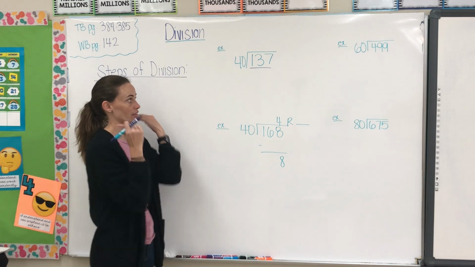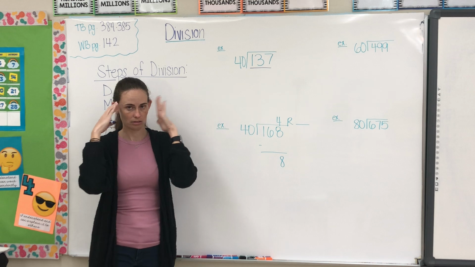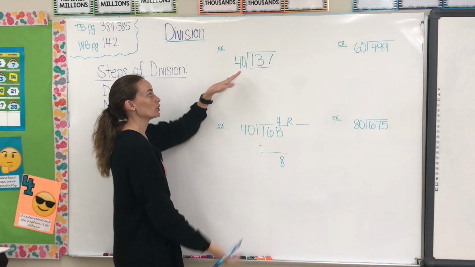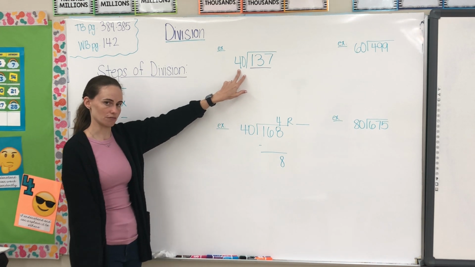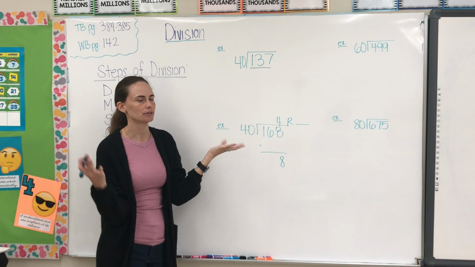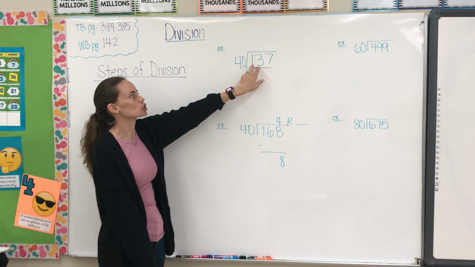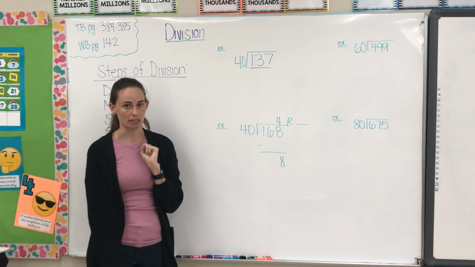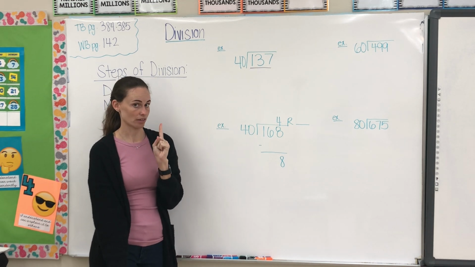Okay, so you have to think. We know our 4 facts, right? Our multiplication facts of 4. 4 times one number gives us something that is close to 13. That's what you have to think.